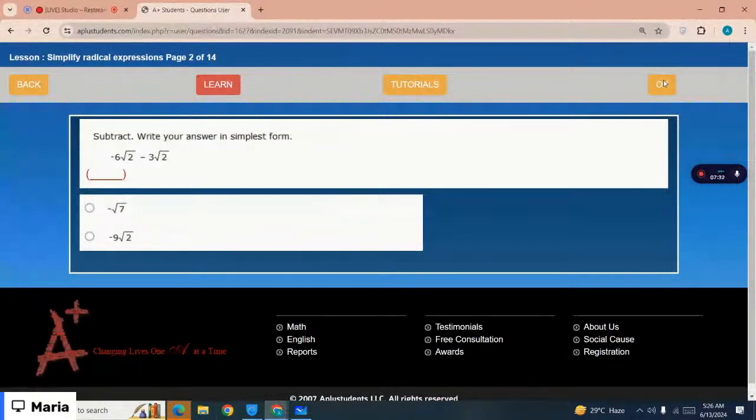Subtract, write your answer in simplest form. So again, you have square root 2 as our like term. So which is the correct option?